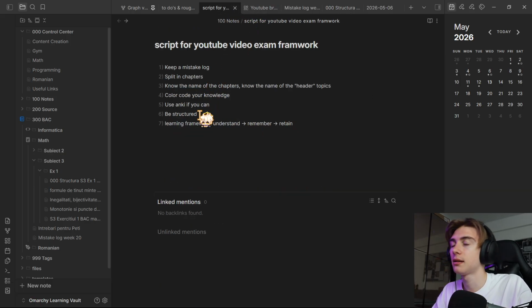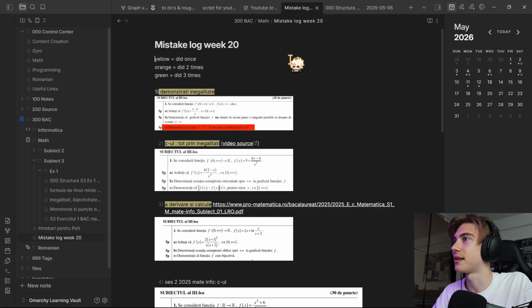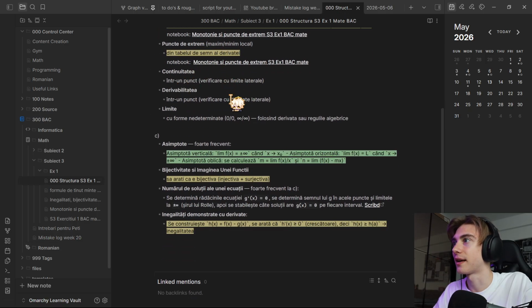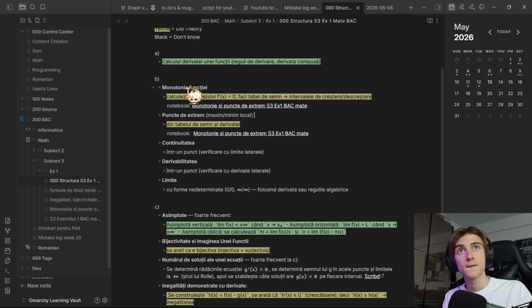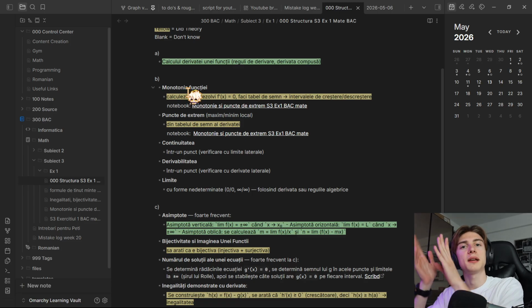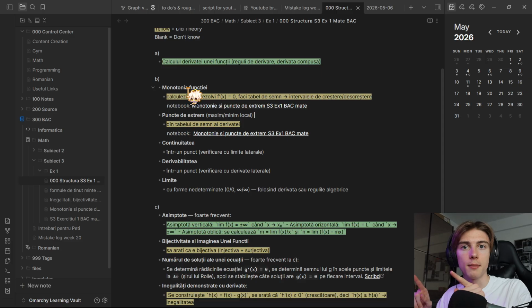Anyways, next. We already got into this point. Know the name of the chapters, know the name of the header topics. This is really important. For this structure right here, we have asymptotes, we have derivatives, we have all this. I think it's really important for you to know the headers and the titles of your subject, because then when you encounter an exercise like that, you're going to be like, oh yeah, those are derivatives, and you need these formulas for this type of exercise. You have them in a certain place in your memory. There's like a box for them.